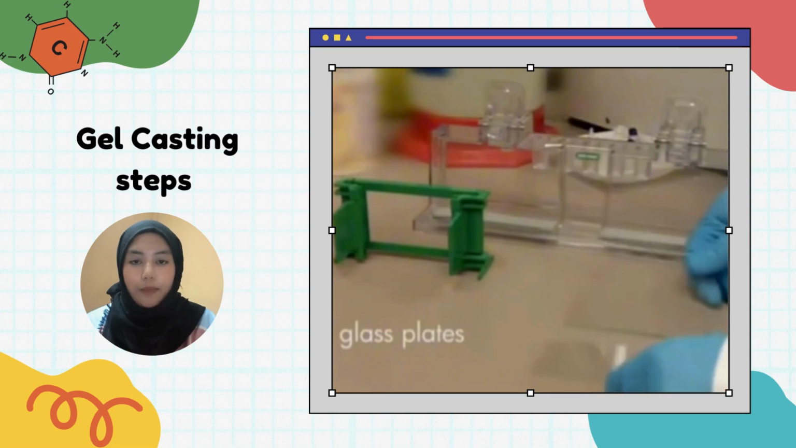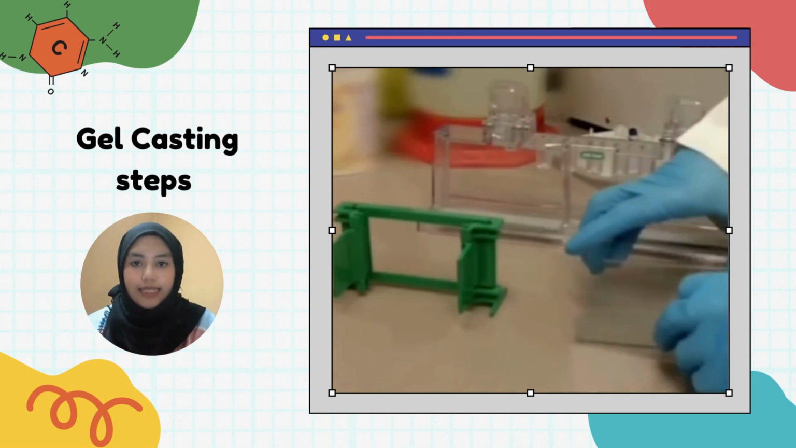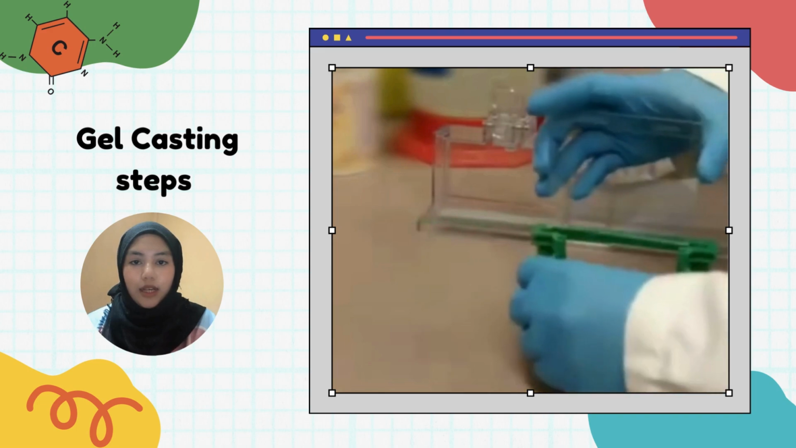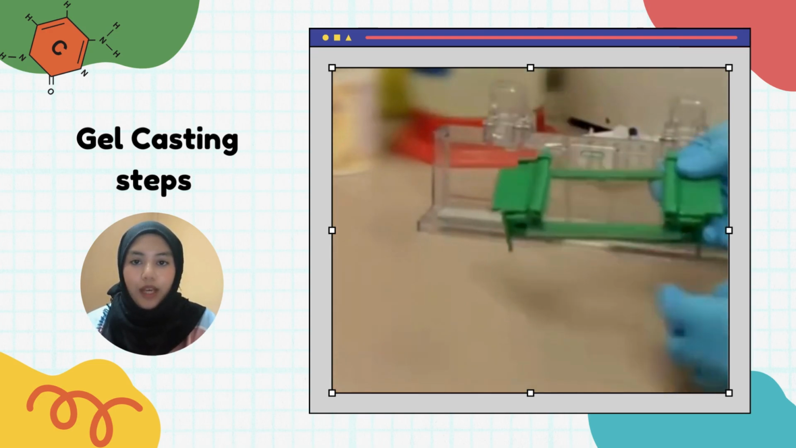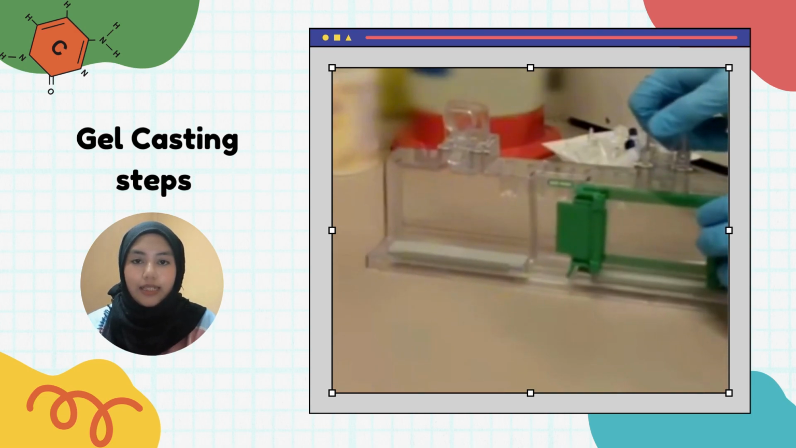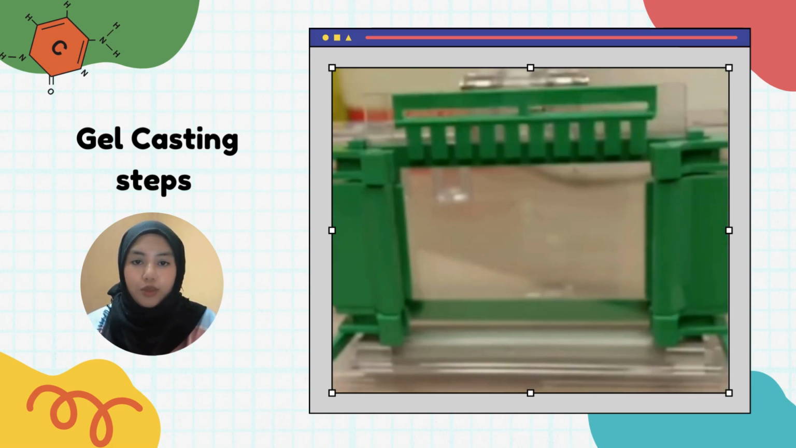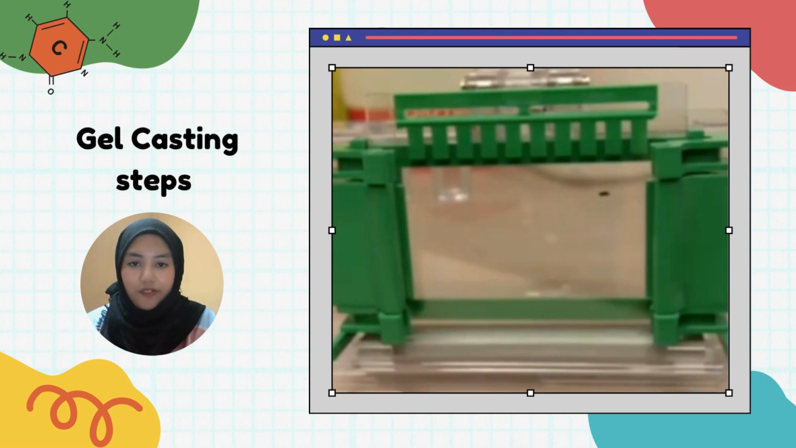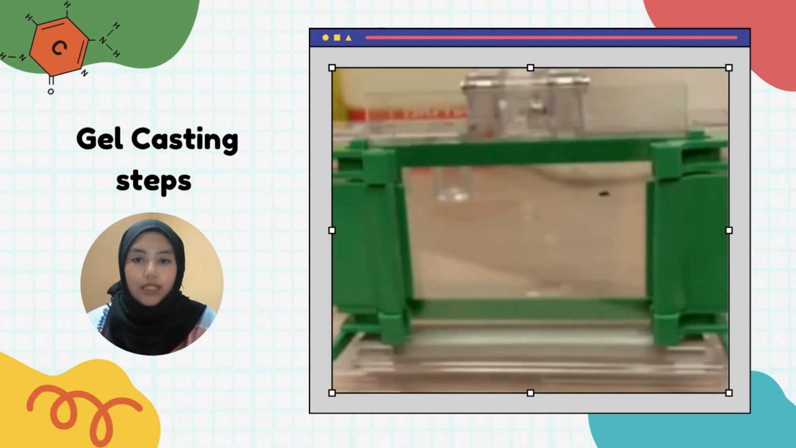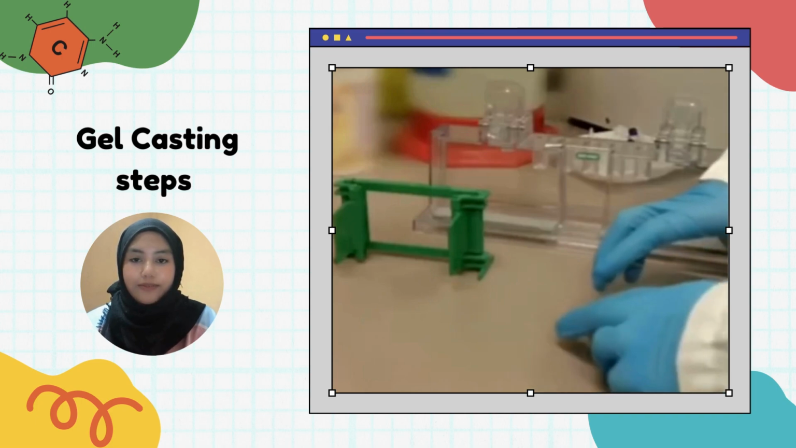So first, we're assembling the plate. The apparatus consists of glass plate, the casting frame, and also the casting stand. By doing this, we can attach them first by combining the slides and then combine with the frame, and lastly combine with the casting stand. But make sure to ensure that the plate is free of leaks by adding water and checking if there are any leaks before we start the experiment. And then we are ready for the resolving gel preparation.